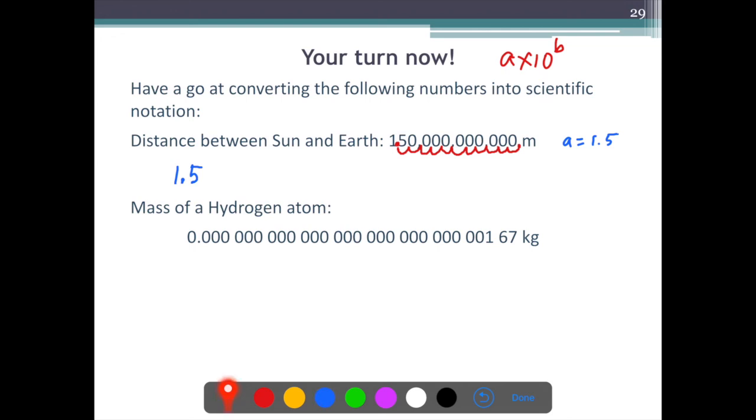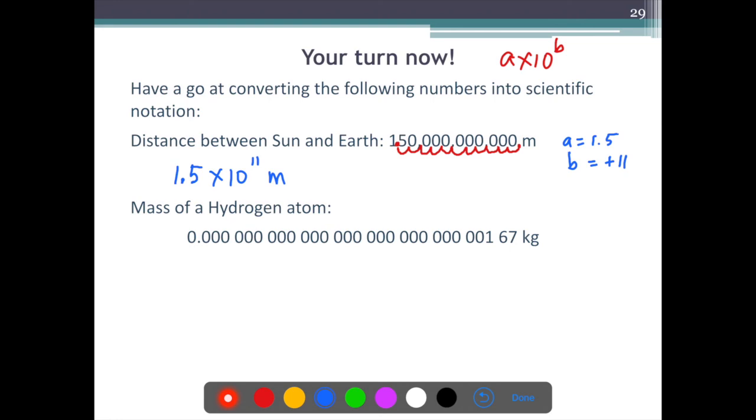And then you moved 11 places to the left. So B is 11 jumps, or 11 places that you move to the left. And since you move to the left, that will be a positive number for B. So you write down your scientific notation as 1.5 times 10 to the positive 11. Don't forget your unit in the end. So the distance between the Earth and Sun is 1.5 times 10 to the power of 11 meters.